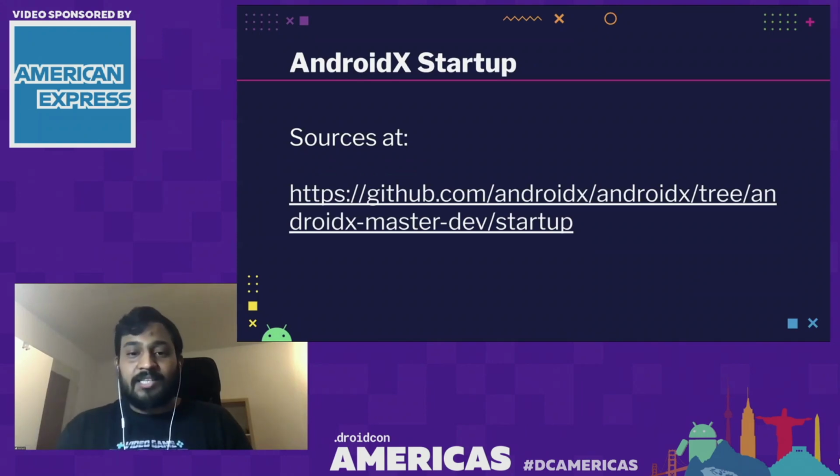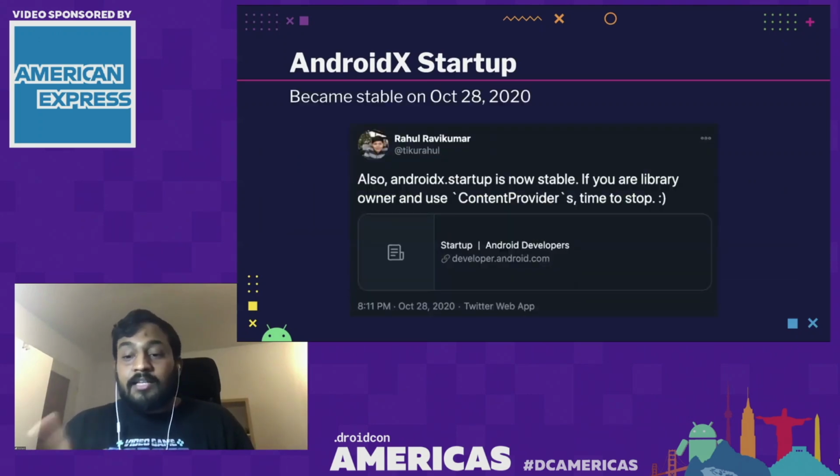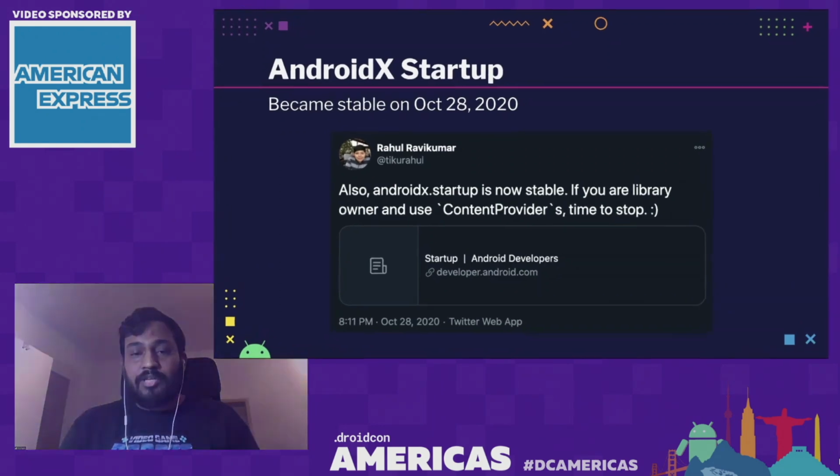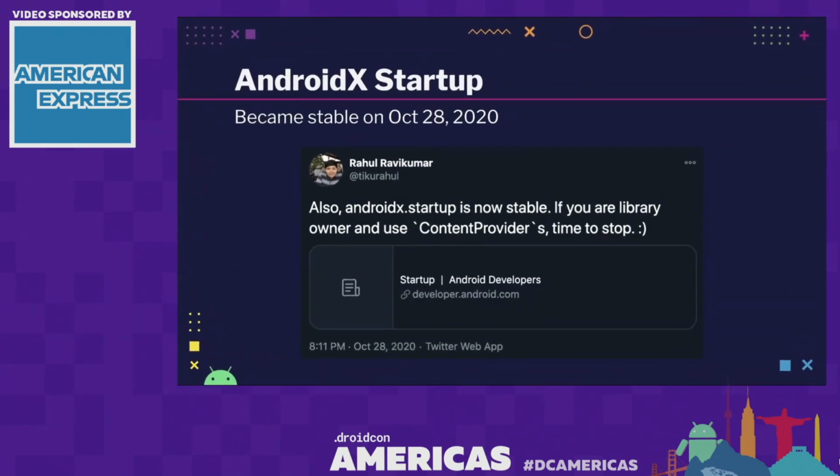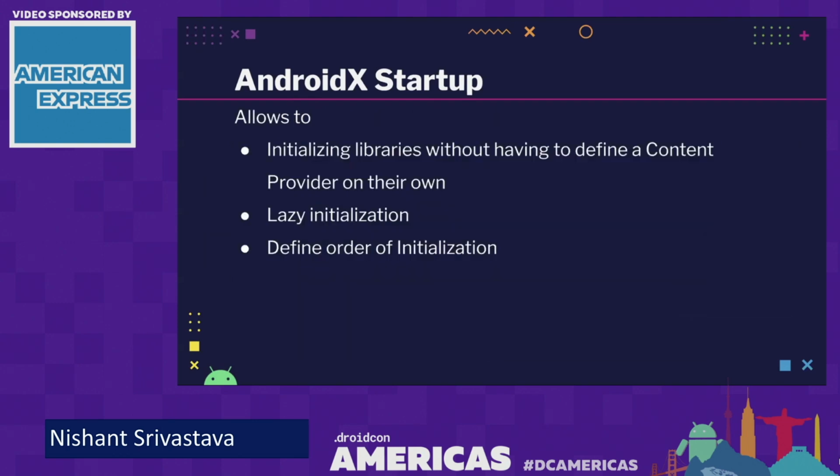It is worth also mentioning that from what I have understood, and I've looked through their code base, it looks like they took inspiration from the Facebook Stetho library, and they used reflection to actually initialize everything. But we'll look into that a bit. Another milestone that we need to also take into consideration is that it became stable on October 28th. So it's pretty recent that it became stable at 1.0.0. And now it is suggested that all library developers at least should start using this versus adding their own content provider. So what does it actually do?